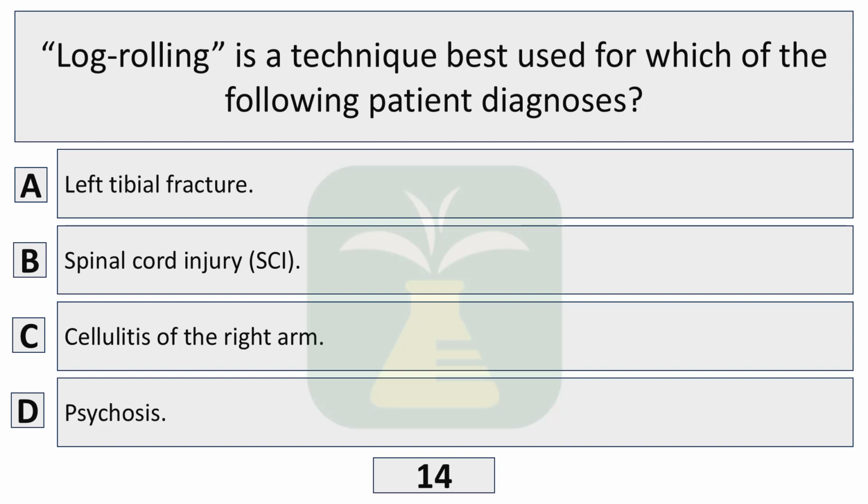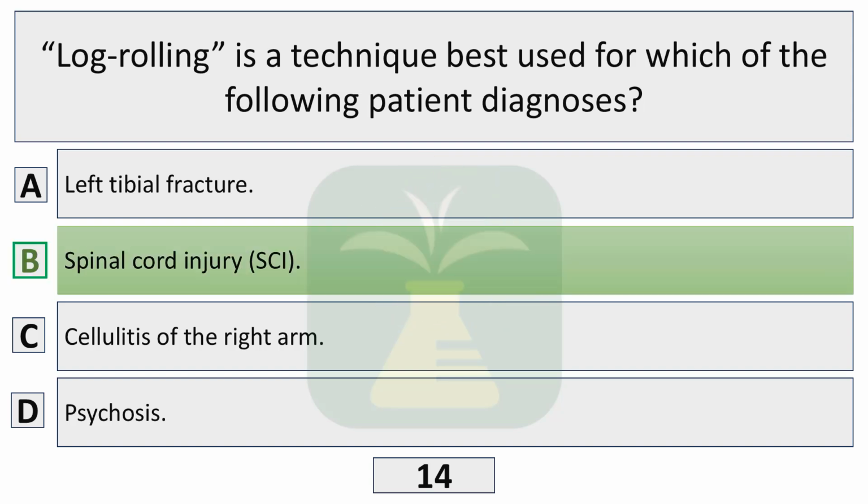Log rolling is a technique best used for which of the following patient diagnoses? A, left tibial fracture. B, spinal cord injury, SCI. C, cellulitis of the right arm. D, psychosis. Correct answer, B. Spinal cord injury, SCI. A SCI patient is prone to further damage and injury to the spinal cord if the legs cross over the midline in a twisting motion. This can be avoided with proper log rolling technique.